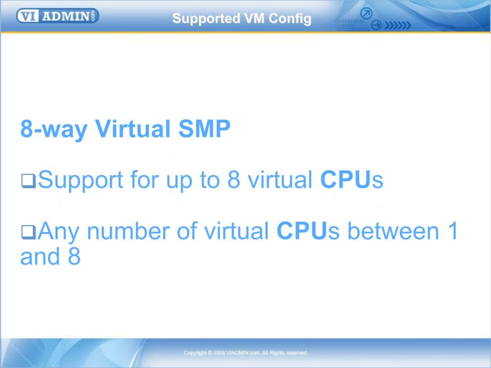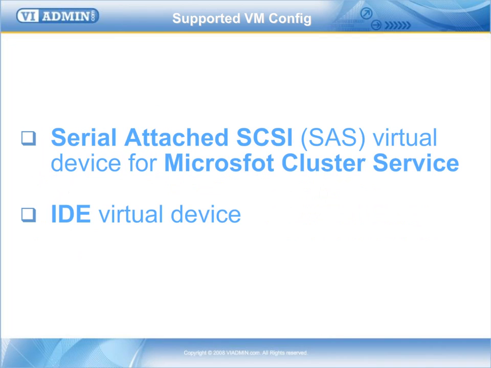Support for 8-way virtual SMP. ESX 4.x provides support for virtual machines with up to 8 virtual CPUs, allowing larger CPU-intensive workloads to be run on the VMware ESX platform. We also have access to new storage virtual devices. Serial Attached SCSI, SAS, virtual device for Microsoft Cluster Service, provides support for running Windows Server 2008 in a Microsoft Cluster Service configuration. IDE virtual device, ideal for supporting older operating systems that lack SCSI drivers.